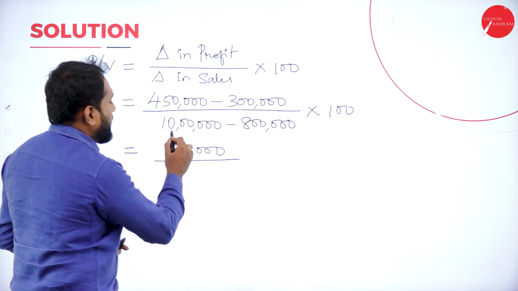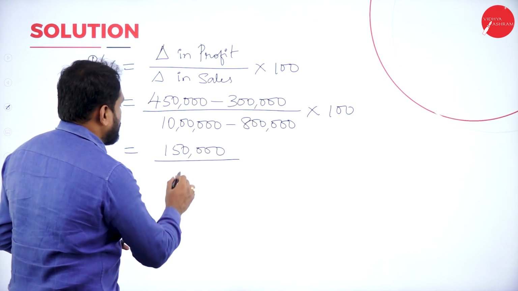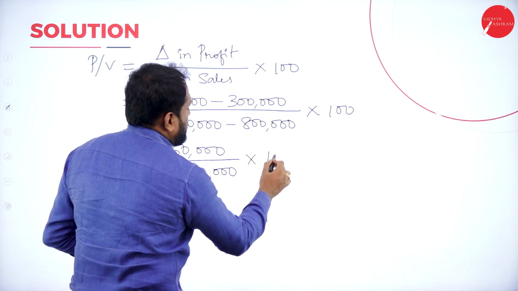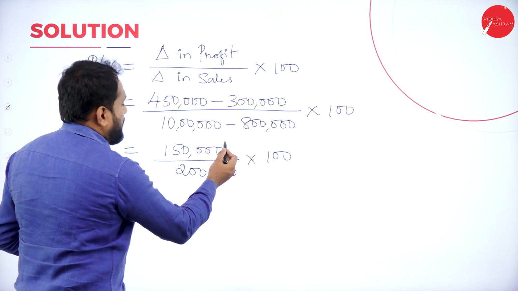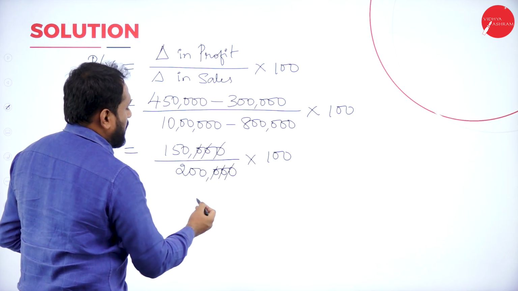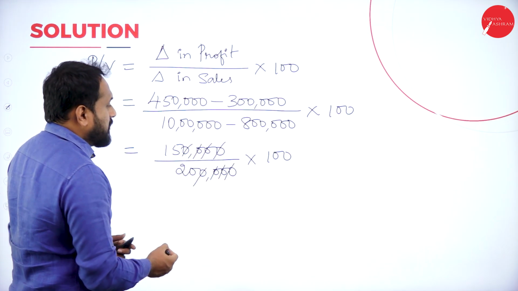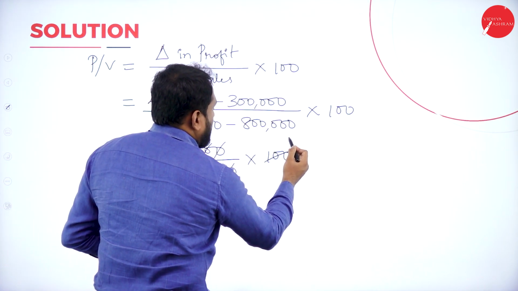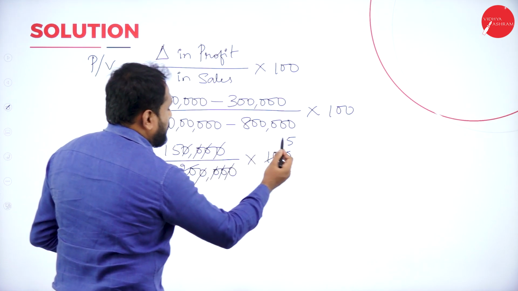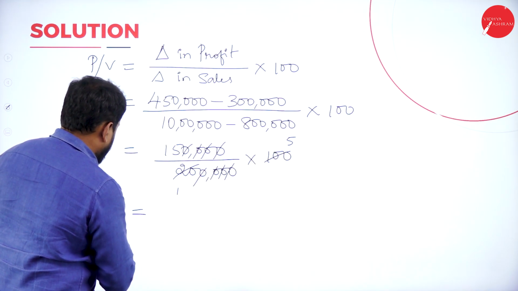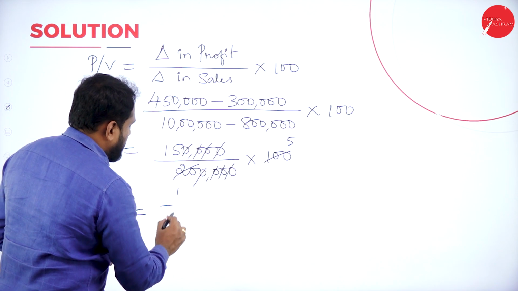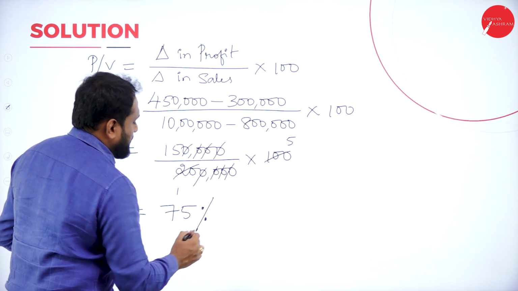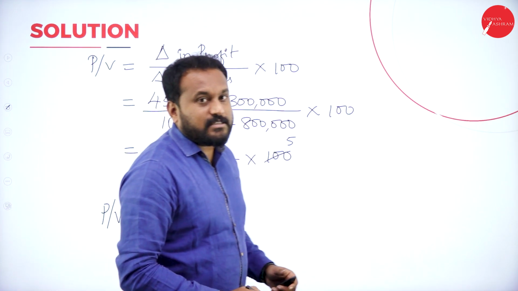1,50,000 divided by 10 lakh minus 8 lakh is 2 lakh. How much did you get? 2 lakh into 100. Now in the same way, 1, 2, 3, 1, 2, 3. Now 1 here, 1 here. Now 20 ones are 20, 5s are... Now 15 into 5 is how much? Now you got your PV. PV is equal to 15 5s are 75%. Denote this as a percentage. Now hope you got this equation.